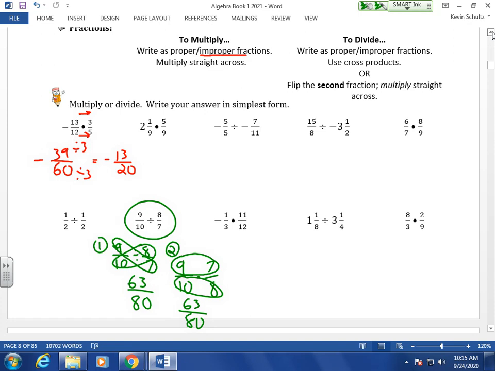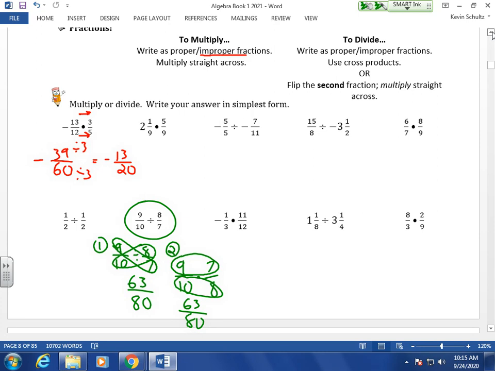Once I got it figured out, though, once the light bulb clicked, now I usually go with cross products there. But either one's fine. Both get you the same result. All right. Again, I assume this is review, multiplying, dividing fractions. Any questions that you have about this?